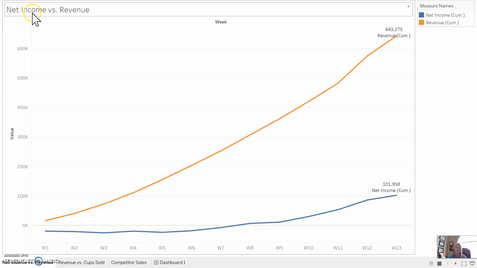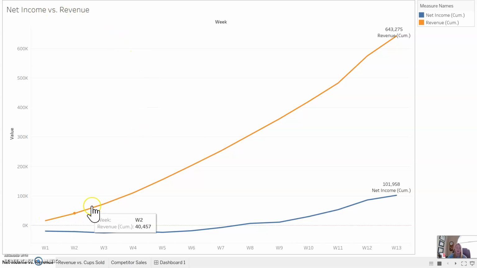This is the analysis graph of net income versus revenue. As you can see, the revenue is steadily increasing over the 13-week period. Revenue is basically the profit that you make without having to take out any taxes or any other costs. And this net income, which is this blue line down here, also increases over time. It goes from being in the negatives to the positive over the period of week 7 to week 8. The net income is the profit made after taxes and other costs are taken out of it.